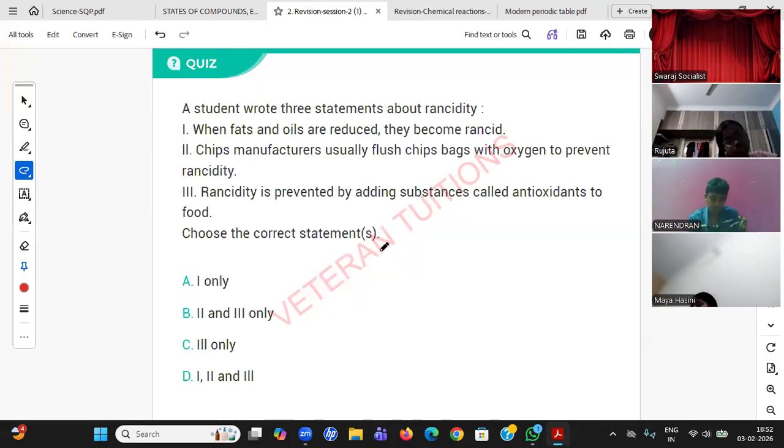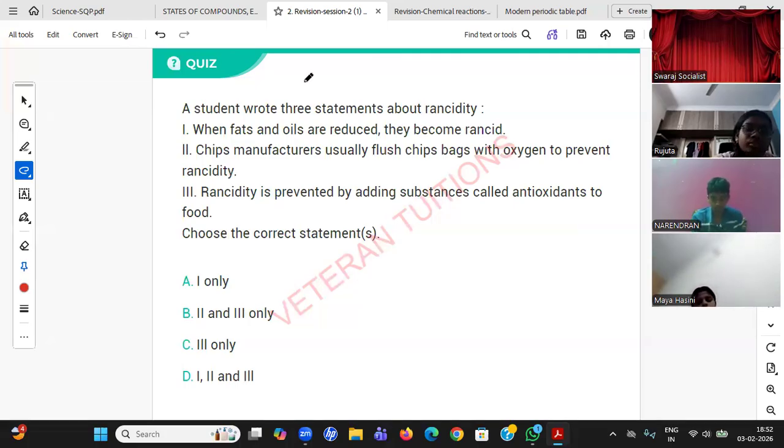A student wrote 3 statements about rancidity. When fats and oils are reduced, they become rancid. Chips manufacturers usually flush chips bag with oxygen to prevent rancidity. Rancidity is prevented by adding substances called antioxidants to food. Choose the correct statement.